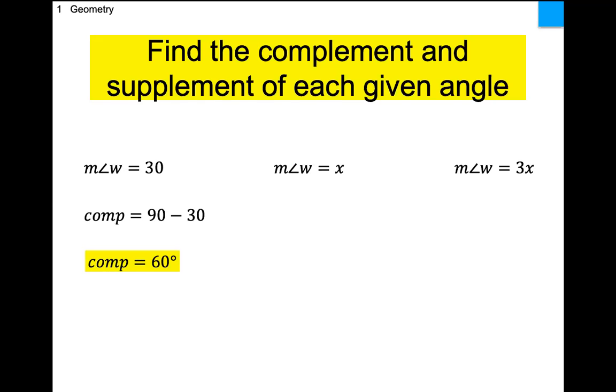How did you do that quickly? Add. So what did I tell you on day 1 and day 2 of geometry? The math in geometry is very easy. If you want to use a calculator, I don't care. We don't do hard calculations, except for trig. We don't do hard calculations in geometry. So its supplement would be 150.